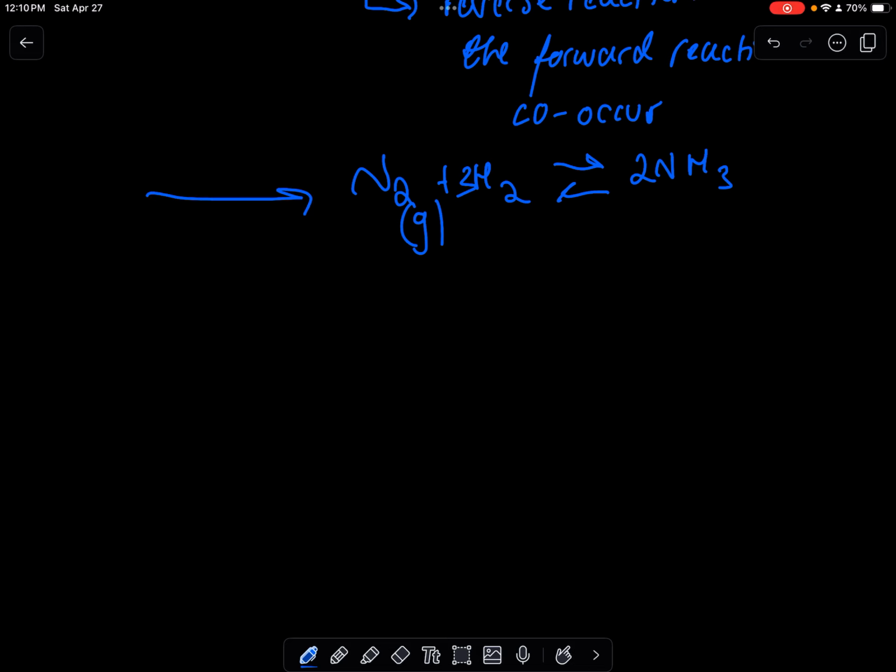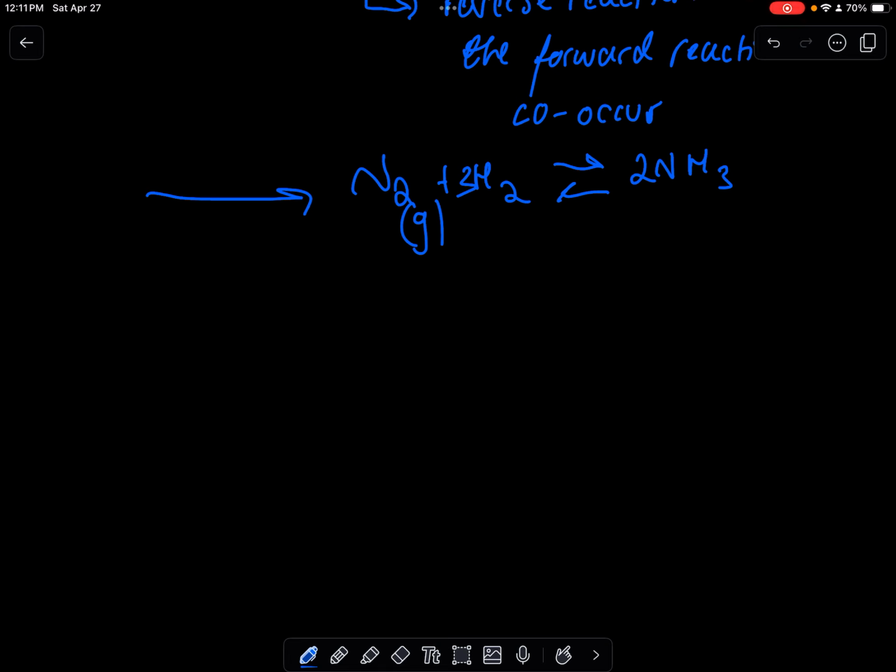Now, a famous example of a reaction which is in equilibrium is the Haber process. So the Haber process is the process of producing ammonia from nitrogen and hydrogen. And this reaction has a forward component and a reverse component. So ammonia can break back down to nitrogen and hydrogen. And one thing that we kind of wonder is, why is it that this reaction is occurring in equilibrium?